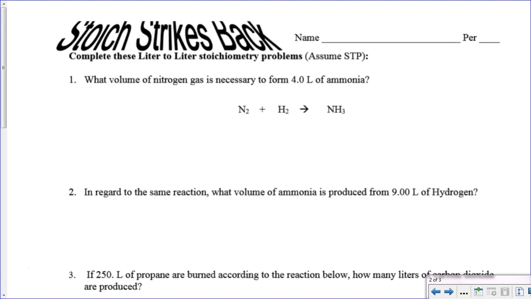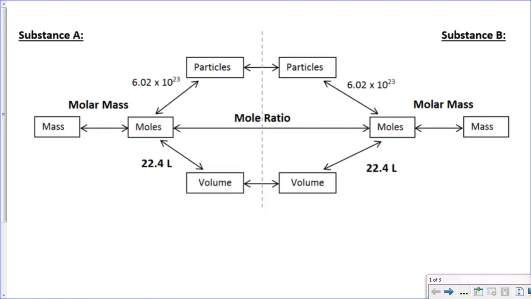They're going from any quantity of substance, meaning any amount of liters or grams or moles or particles of one substance, to any quantity of another substance. And so you really have to have a mastery of this entire chart that we have here to be able to do those mixed stoichiometry problems. At the beginning, though, we're doing something that's actually relatively easy. We're going from the volume of one substance to the volume of another substance.